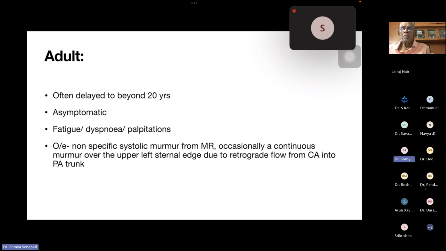In adults, the presentation is often delayed to beyond 20 years. They are mostly asymptomatic, but they can present with symptoms of palpitation, dyspnea, and fatigue. The delayed presentation in adults can be due to high collateral formation or any intrinsic situation which causes good filling of the left ventricle. On examination, we can find a non-specific systolic murmur from the MR component, and we can also occasionally find a continuous murmur over the upper left sternal edge due to retrograde flow from the coronary artery into the PA trunk.